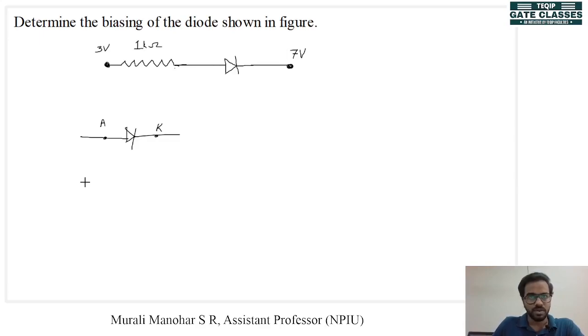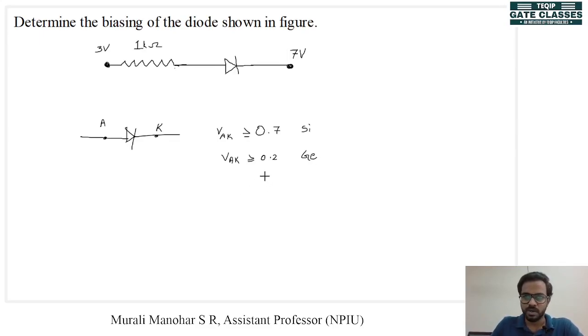So the diode turns on when VAK, that is the anode to cathode voltage, is greater than 0, and people have already found some values for this. For silicon diodes, VAK should be greater than or equal to 0.7 volts, and for germanium diodes, it should be greater than or equal to 0.2 volts.